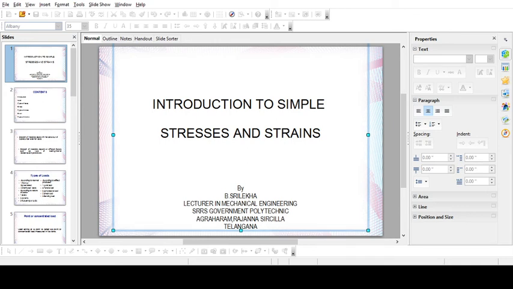Next comes bending load. Bending load is nothing but a transverse load. Transverse is nothing but the perpendicular load that will make the body bend. Its structural member is called bending load.